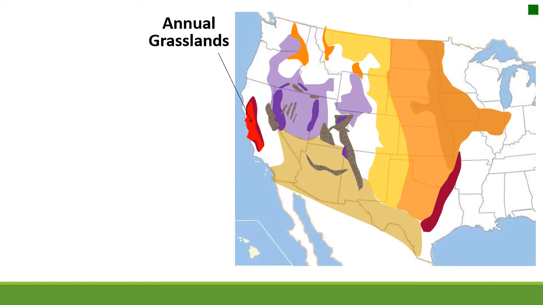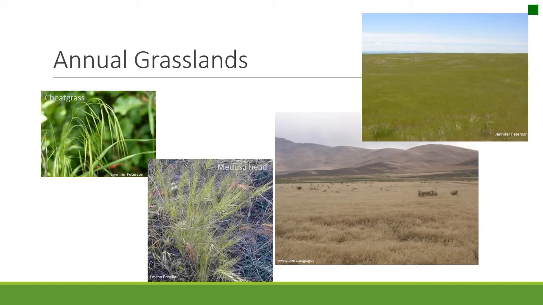Specifically, we'll look at the annual grasslands here, and that's that sort of area in the Central Valley that has a long history of livestock grazing in the region, and now, of course, is a lot of farmland also. So the annual grasslands, let's talk about what those grasses are that we're going to look at in this presentation. Certainly cheatgrass and medusahead are the two dominant grasses that we might find in this region, and then here's a couple of pictures of what those grasslands might look like.